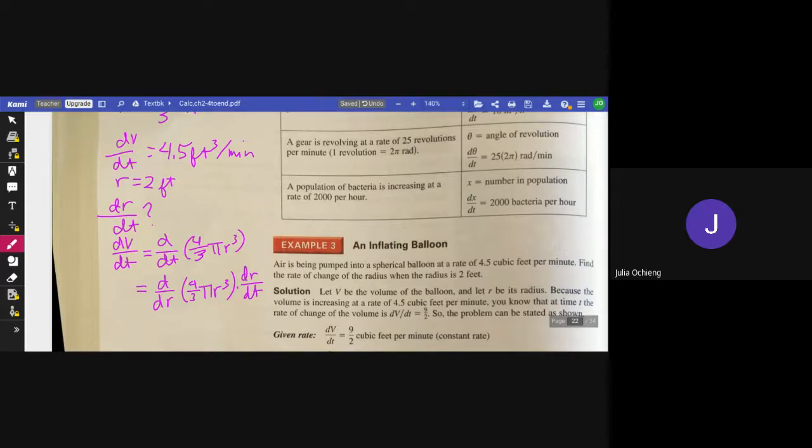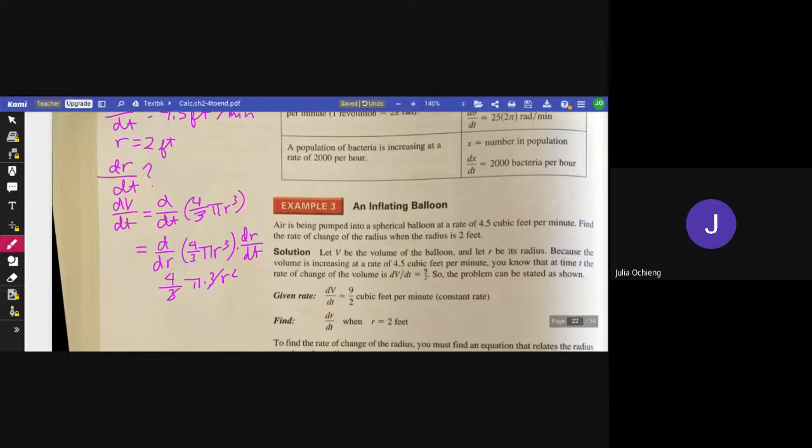The derivative of this with respect to the radius is going to be 3r squared for this section. So I'm going to do 4/3 times pi times 3r squared. The 3 and 3 cancel out. That's going to be 4 pi r squared times the derivative of r with respect to time.